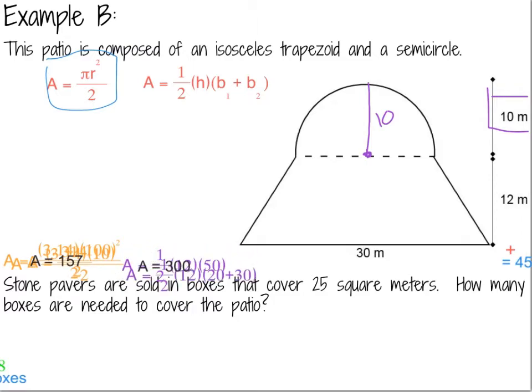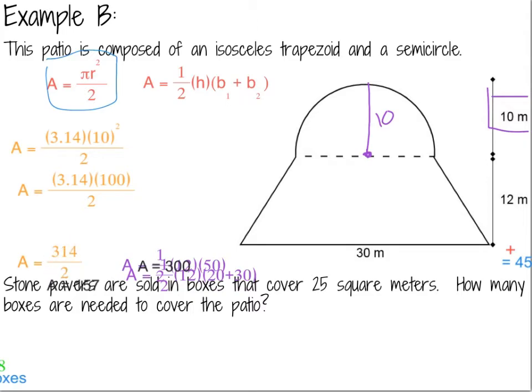So I'm going to plug things in. I'm going to plug in A equals 3.14 for pi. And I'm going to plug in 10 for my radius squared. Then I'm going to follow the order of operations. I'm going to square first. So 10 squared is 100. 3.14 divided by 2. Then again, follow the order of operations. I'm going to do everything on the top first, then divide by 2. So 3.14 times 100 is 314, divided by 2, and A equals 157.